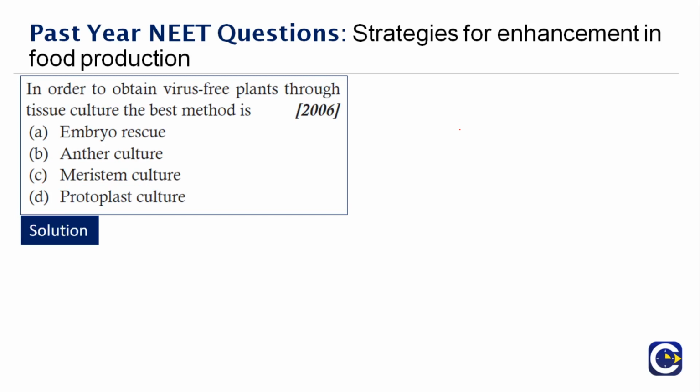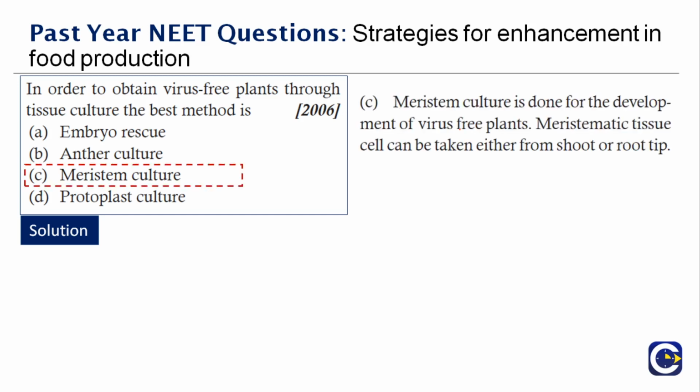If you had clearly watched part 5, this would have been easy for you. Yes, the right answer is meristem culture, because you have both the things there. Meristem culture is done for the development of virus-free plants. Meristem tissues can be taken either from the shoot or the root. Okay, fine. And this question was asked in the year 2006.